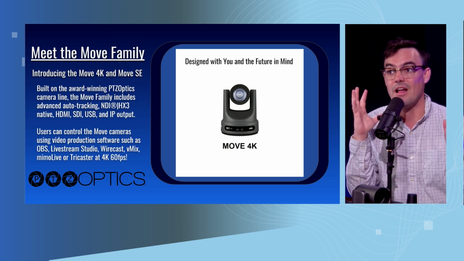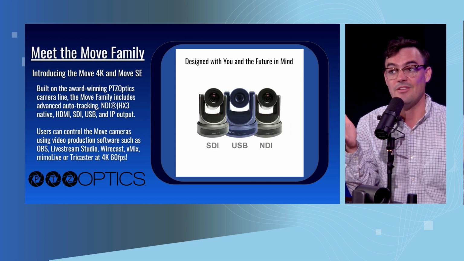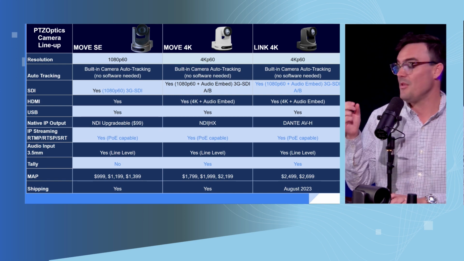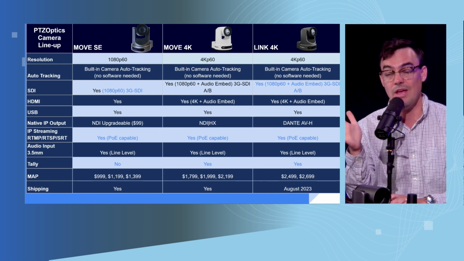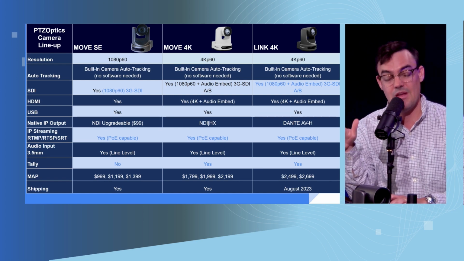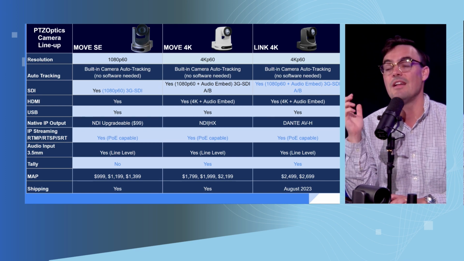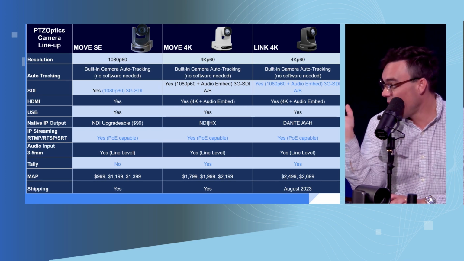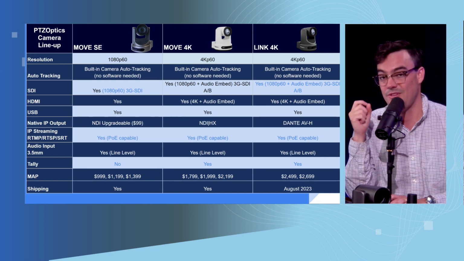So we've got a lot of options, but in essence, these cameras are very similar, with the main difference being 2K, and 2K stands for 1080p, 1920 by 1080p at 60 frames a second, or 4K. Both of them have the built-in auto tracking.